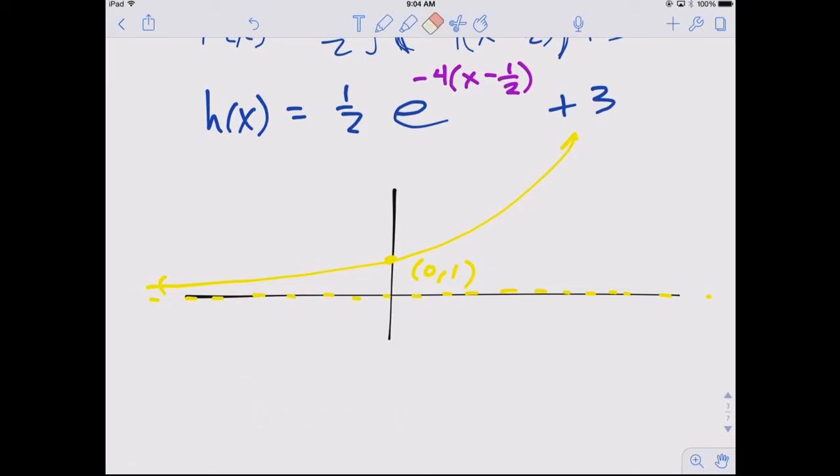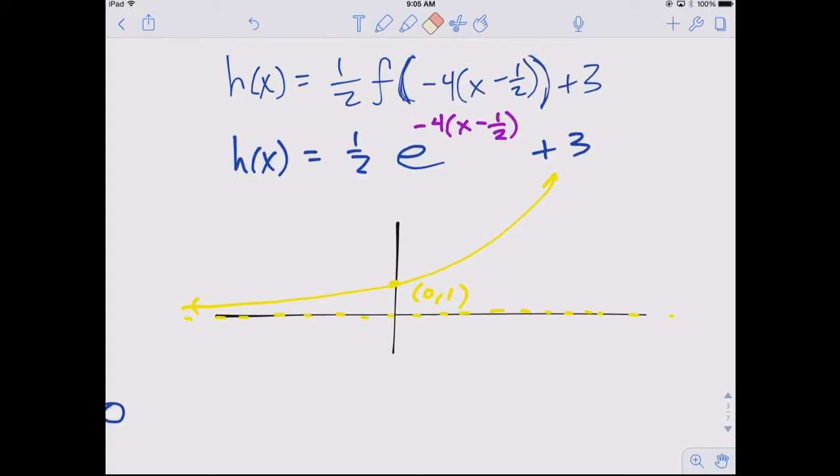So e to the x and the ln of x again are what? Inverses of each other. So the x-intercept of the natural log was (1, 0). It's now the y-intercept of e to the x, (0, 1). The vertical asymptote at x equals 0 is now the horizontal asymptote at y equals 0.